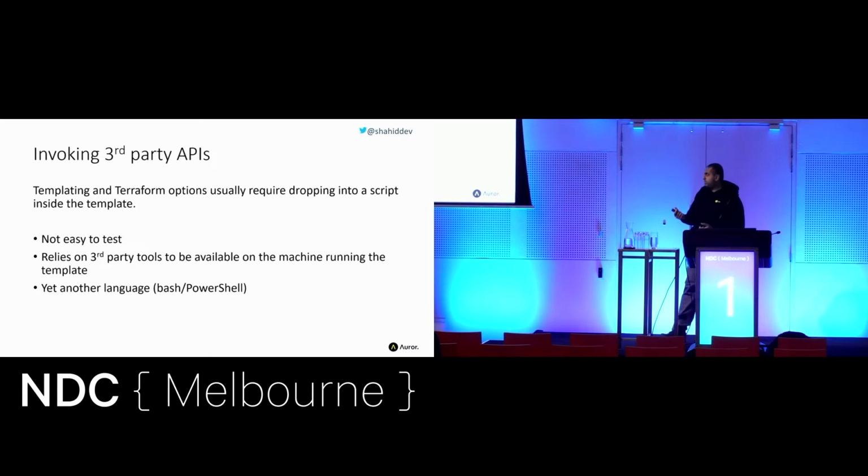What about third-party APIs? So Terraform, templating, you generally have to drop down into running some kind of script. It's not easy to test your script. Another annoyance you generally get is if you're using a third party's tooling, your build machines or wherever that script is running needs to have those tools installed. And for a team who isn't necessarily doing this as their day job, it's yet another language they have to learn, yet another language they're going to potentially make mistakes on.